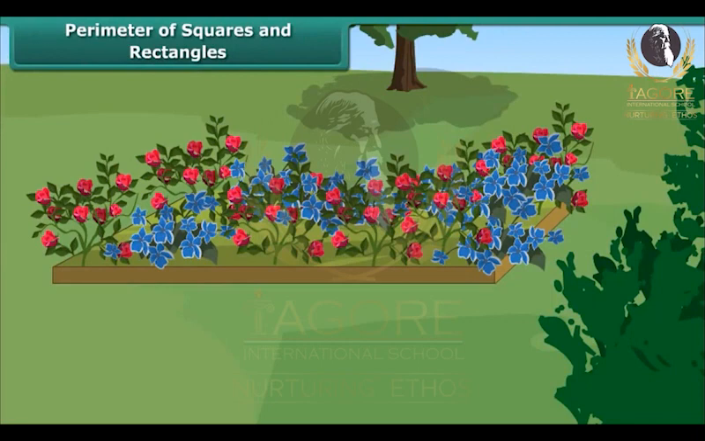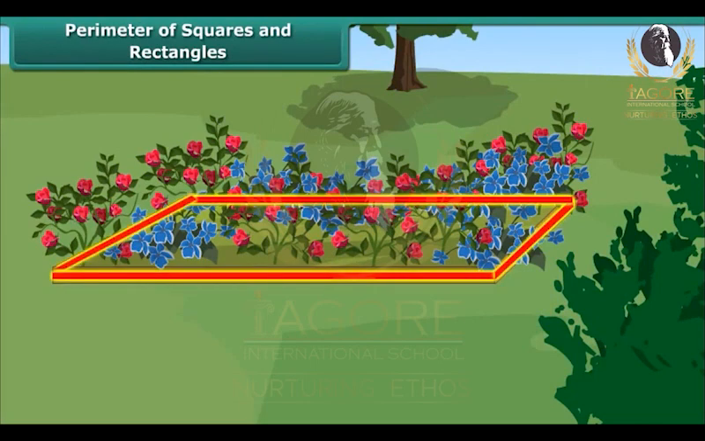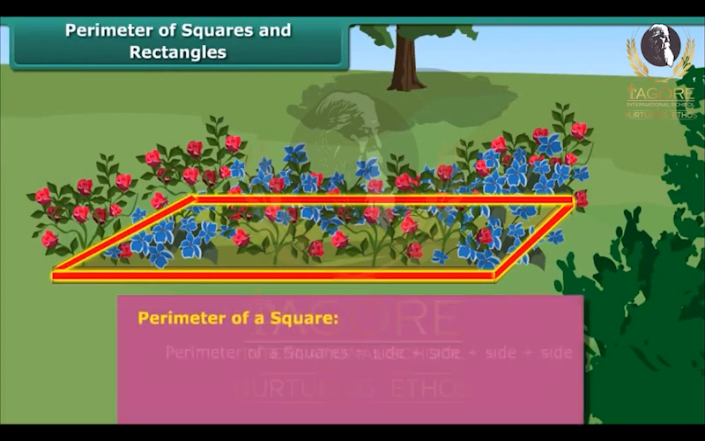Perimeter of squares and rectangles. Students, can you measure the boundary of the flower bed in the park? Yes, by measuring the sides of the flower bed. So, the perimeter of a shape is the outer boundary of the shape. The perimeter of a square is the sum of the sides of the square. Do you understand what perimeter is?